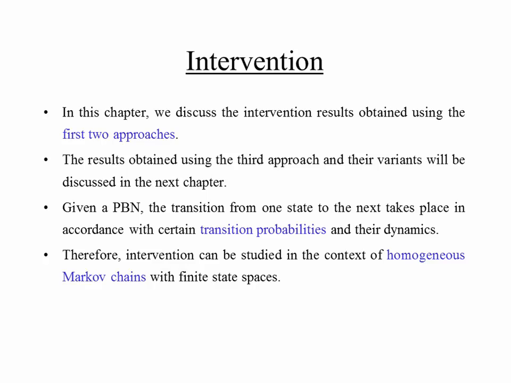Let's say you have n genes. You're looking at n genes. Each gene can be either on or off. So how many states are there? How many possible states are there?